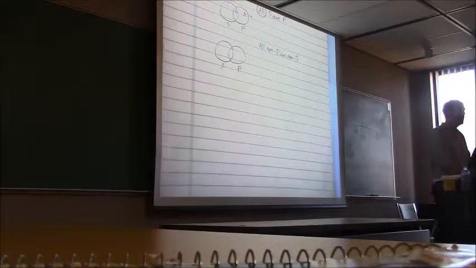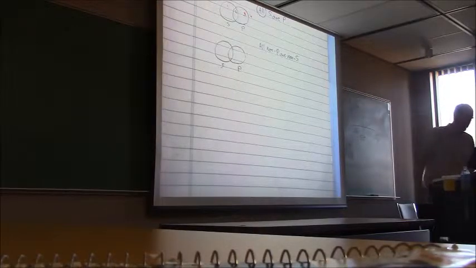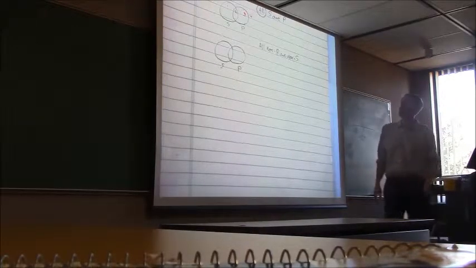Well, give me a number. 3. Why 3? Because we're not a whale, but we are a mammal. That's right, because we're mammals, but we are not whales. This pen would fall into what region? 4, because it is neither whales nor mammals. So we got everything in the universe covered, and that's true of any categorical proposition.